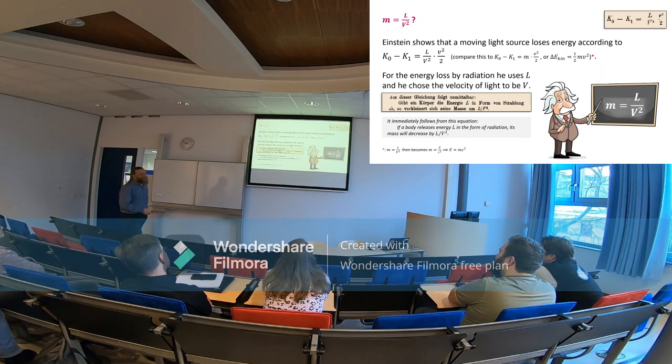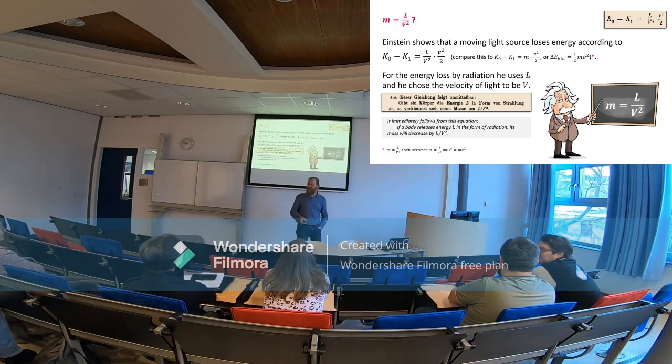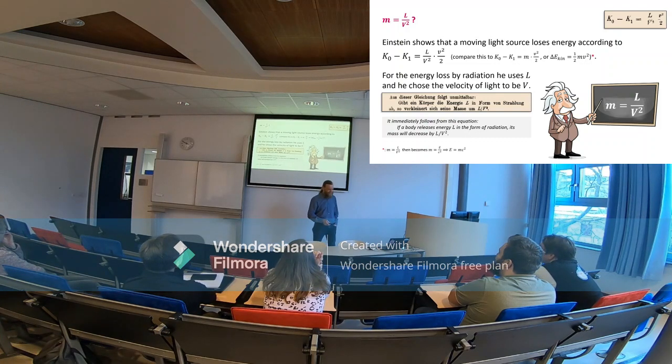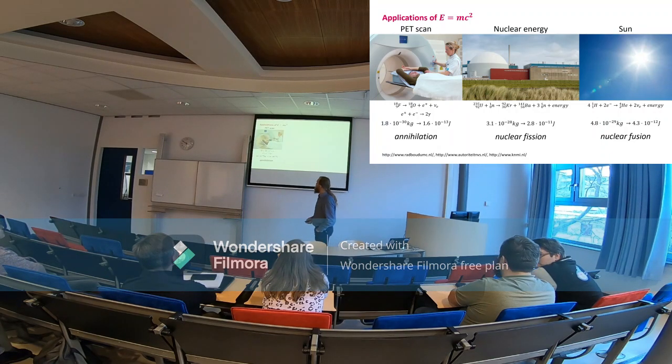Anyway, so this is something that he did in, well, basically half a year, right? We started in March, it's September now, so that's pretty good. And we have applications of this well-known formula. One of them is, of course, in diagnostics in the hospital. We use them for PET scans. So that means positron emission tomography.